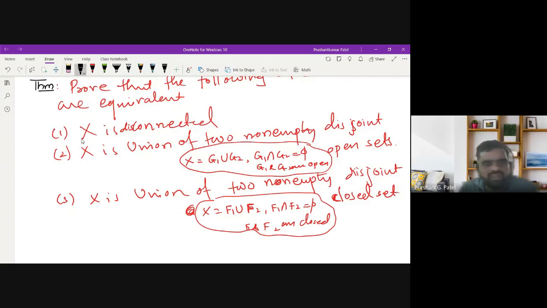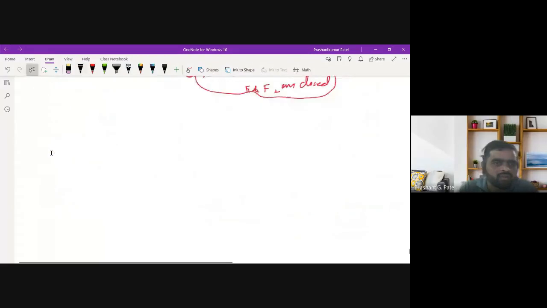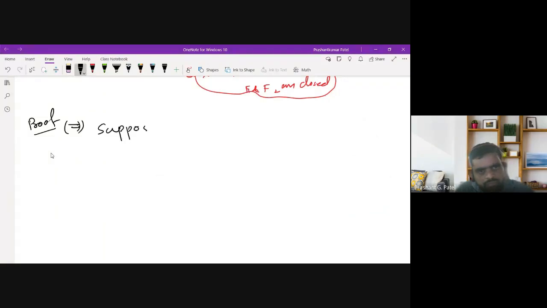We'll prove this result. I will prove that 1 double implies 2, and I will give you as an exercise that 1 double implies 3 as homework. The proof is, one can say, similar. That's why I'm giving 1 double implies 3 as homework. So let us give the proof of this. First we'll do this side. Suppose that X is disconnected.